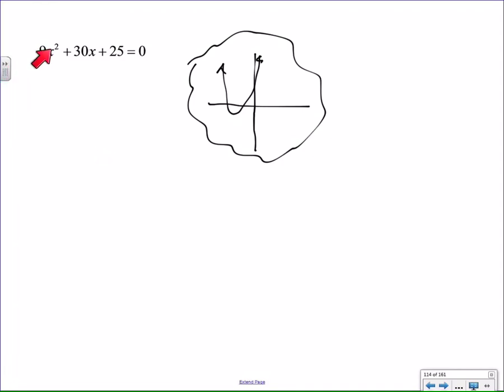9x squared plus 30x plus 25. I'm going to do my perfect square check. We've got 5 times 3x is 15x. Double it, you get 30x. So this is a perfect square again. Nice and easy.